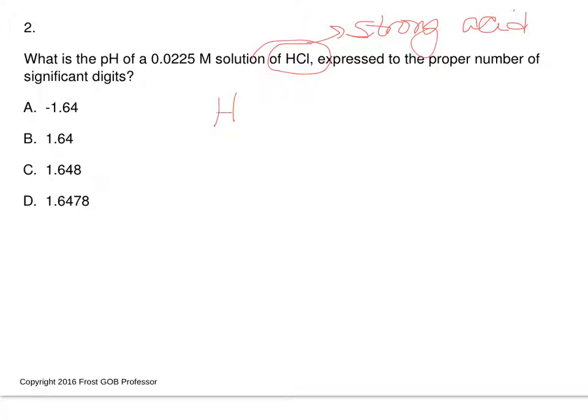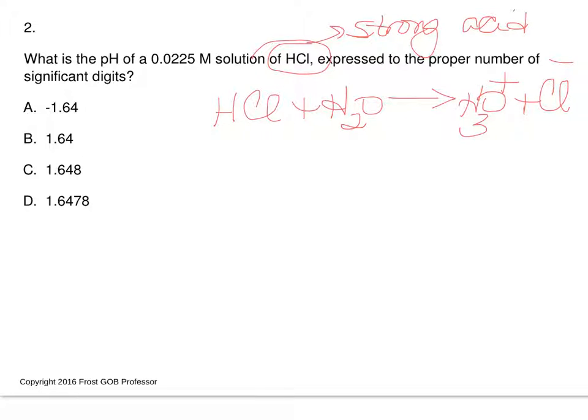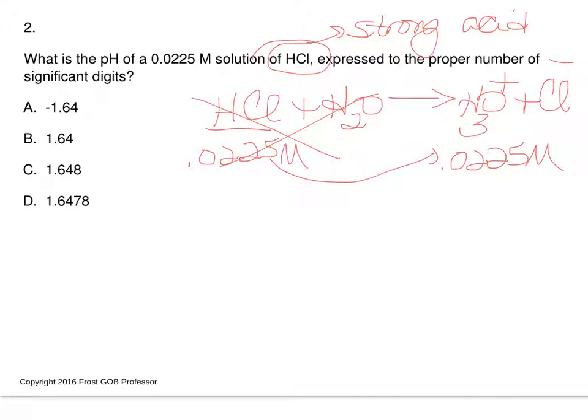A strong acid dissociates 100% into the ions. So you end up with the hydronium ion and the conjugate base, and whatever concentration that you started with of the acid, in this case 0.0225 molar, turns 100% into the hydronium ion. So you end up with 0.0225 molar hydronium ion. And the original acid doesn't exist anymore.